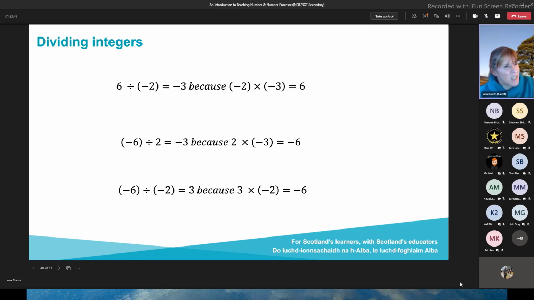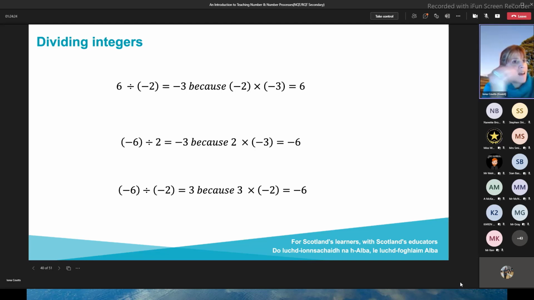Perhaps slightly harder to justify and explain is why 6 divided by -2 is -3. Well, if learners understand the link between multiplication and division, they can go one step back to what they already know. If I want to know the answer to 6 divided by -2, I need to think, what would I need to multiply back by to get back to 6? If I take my -2, what do I need to multiply by to get 6? It's -2 times -3 that gives me 6. And so that's why 6 divided by -2 is -3.